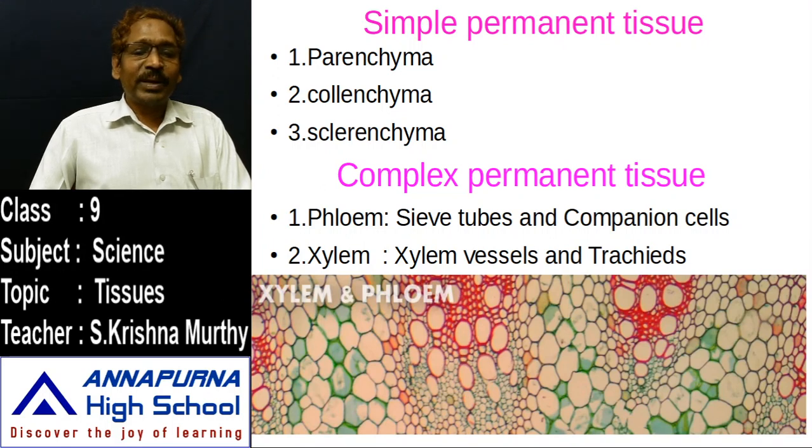Here the complex permanent tissue has two kinds of tissues. One is phloem tissue, another one is xylem tissue. Again, the phloem tissue contains different kinds of cells. What are the different kinds of cells here? Some are sieve tubes, and some are companion cells, as well as xylem tissue contains xylem vessels and tracheids also. Once look at this diagram.